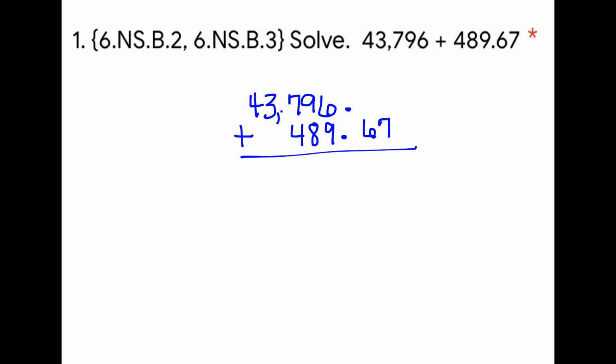Solve 43,796 plus 489 and 67 hundredths. In this problem, you have to remember that you have 43,796 and your decimal point goes at the end here, plus 489.67. We need to put our zeros here, and then we can go ahead and solve.